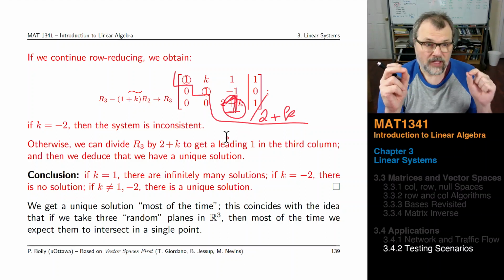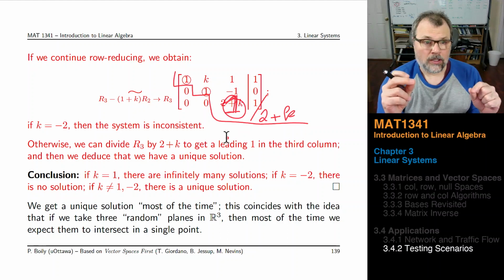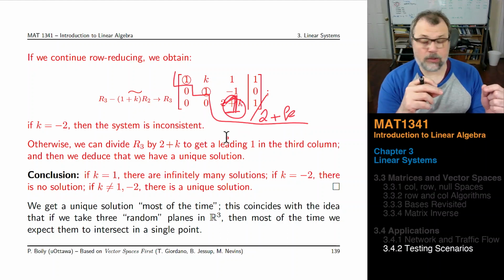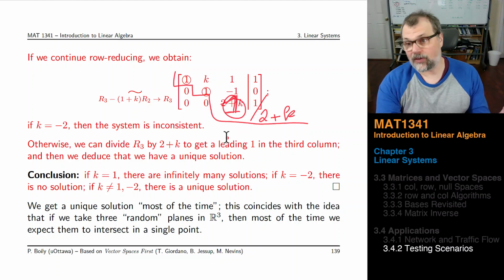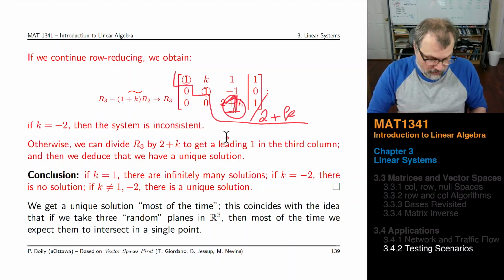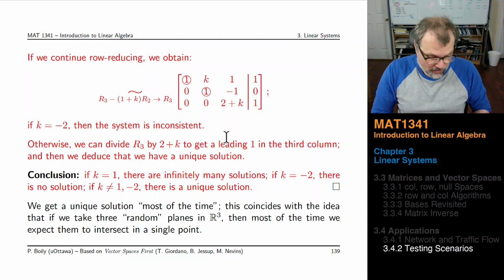So if k is equal to 1, there are infinitely many solutions. If k is equal to minus 2, there's no solution. And if k is neither 1 nor minus 2, then there's a unique solution. You have to be familiar with this kind of procedure.